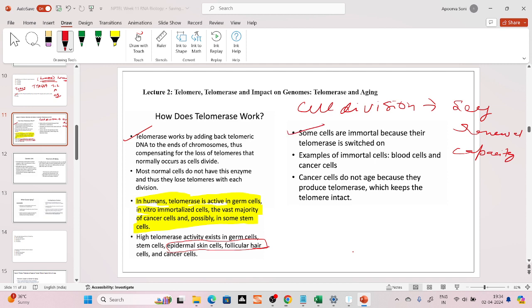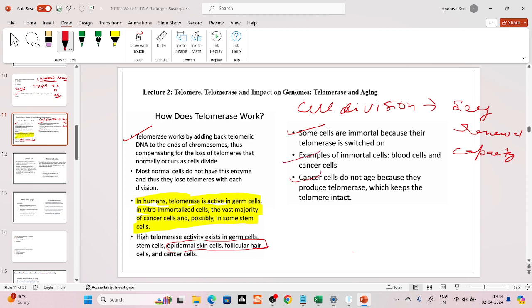Okay, so some cells are immortal because their telomerase is switched on. Cells which are immortal means that they never die. They keep on dividing and dividing because telomerase is continuously switched on. And because telomerase is continuously switched on, what happens? It keeps on adding back the telomeres and the cells never die. Examples of immortal cells are germ cells and cancer cells. Cancer cells do not age because they produce telomerase, which keeps the telomere intact.